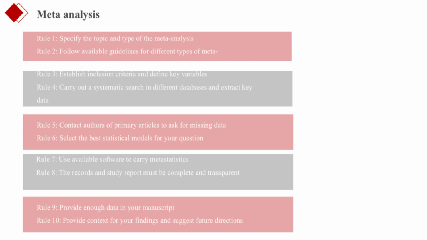Number 6. Select the best statistical method for your question. Number 7. Use available software to carry out meta-statistics. Number 8. The record and study report must be complete and transparent. Everything has to be very clear. Provide enough data in your manuscript. Number 10. Provide context for your findings and suggest future direction.